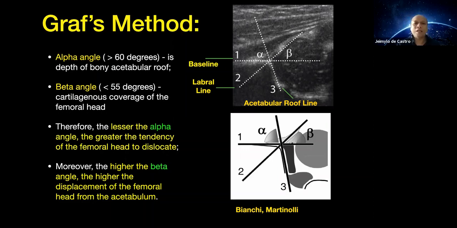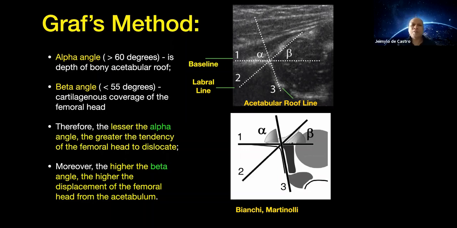Okay, what about the other angle, the beta angle? The beta angle is on the opposite side. If you notice, there is the ilium there, and there is also the labrum on the top, right? It also crosses at the promontory. So the angle is formed by the ilium line, passing through that promontory, and then the labrum line crossing through the promontory. The angle formed is the beta angle.